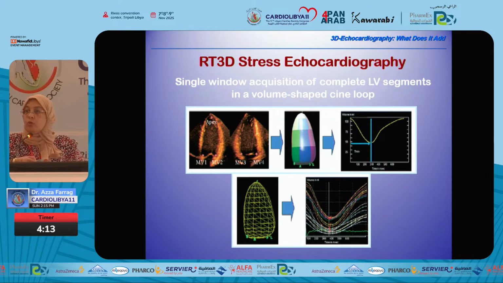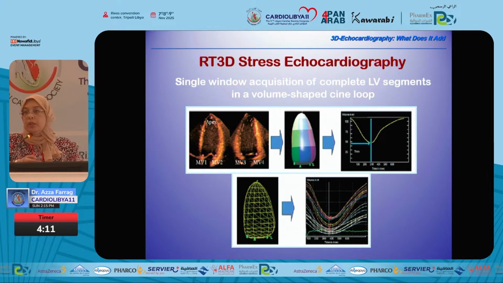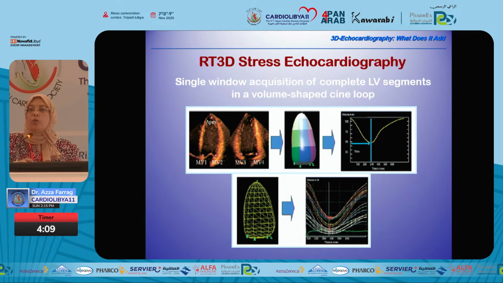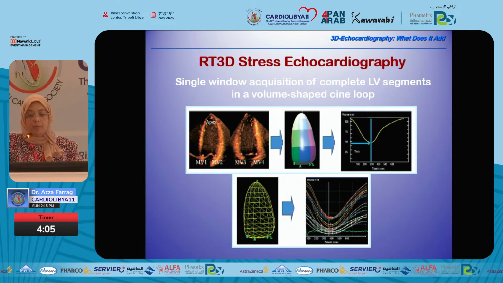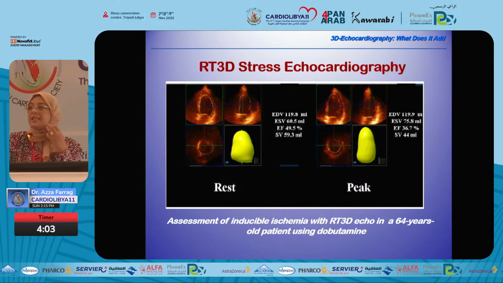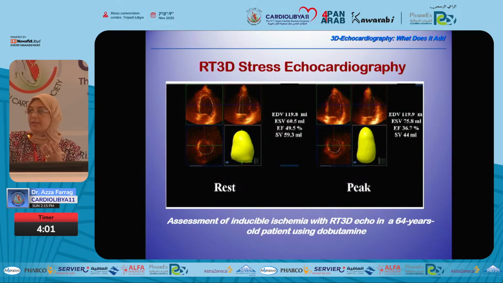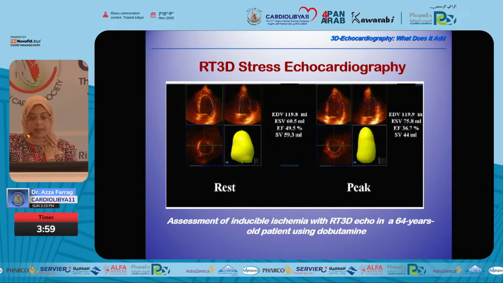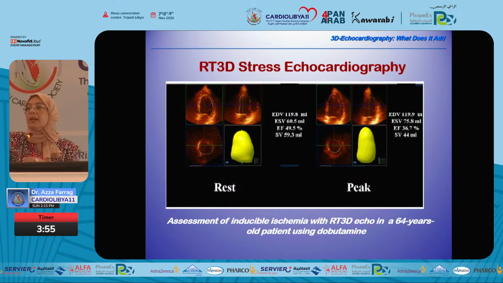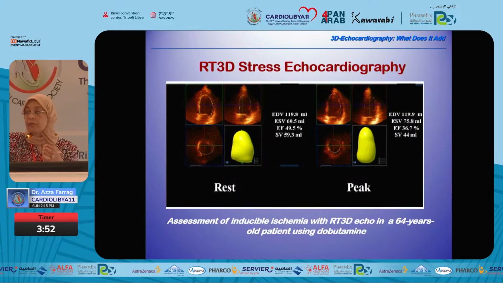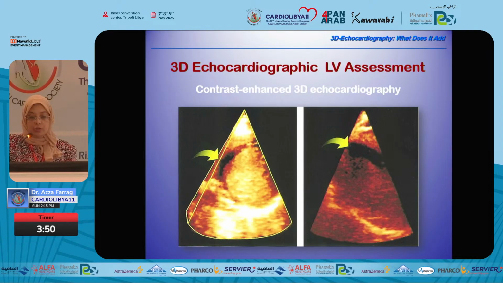Stress echo by 3D is usually used, يعني الحقيقة is used on استحياء. It is not used for routine, but you can estimate objectively and not subjectively if the patient has something related to myocardial ischemia through increasing the left ventricular end-systolic volume in relation to the end-diastolic volume.